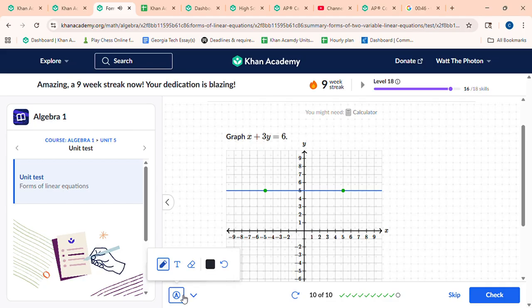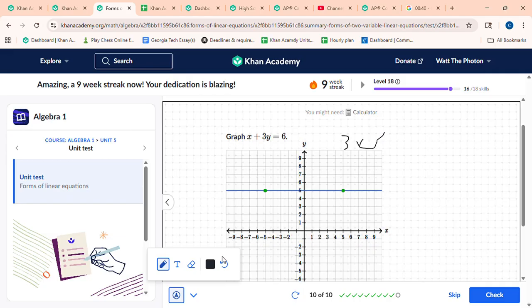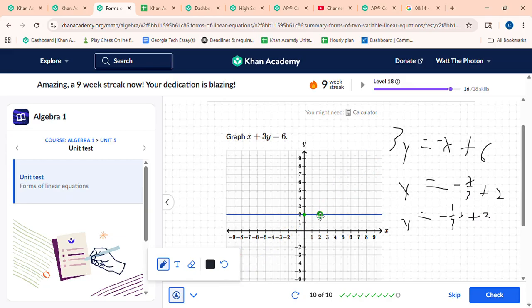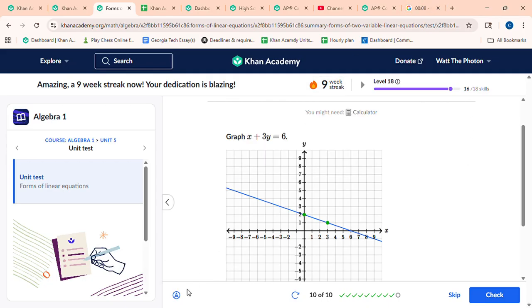Graph this function. Okay, well, I'm going to put it y, because I think of y. So we get 3y is equal to negative x plus 6. We get y is equal to negative x over 3 plus 2. So y is equal to negative 1/3 x plus 2. We're going to have 1, 2, and a negative 1/3. So 1, 2, 3. Okay, this is the last question, so we're going to think on it a bit more.